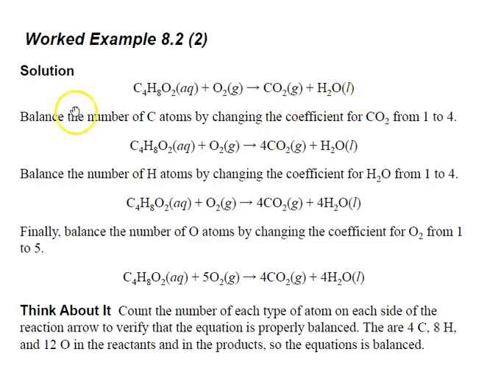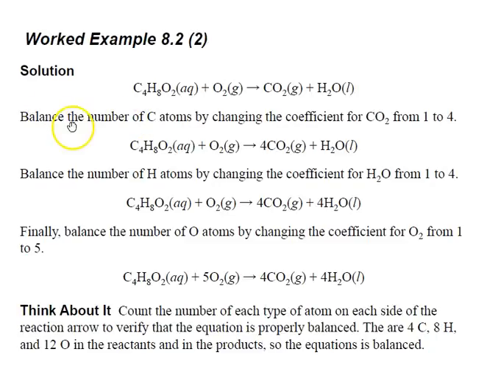And again, there are different ways that you can balance these. It doesn't have to be in this specific order. I usually like to balance the oxygens last, and I believe they do here as well. And I usually start with waters, but it looks like they started with the carbon atom. So we'll just follow along how this works in the slide.